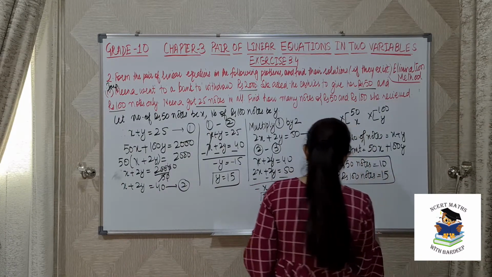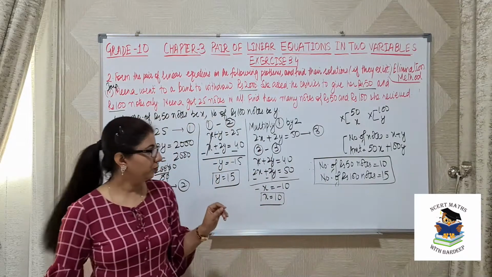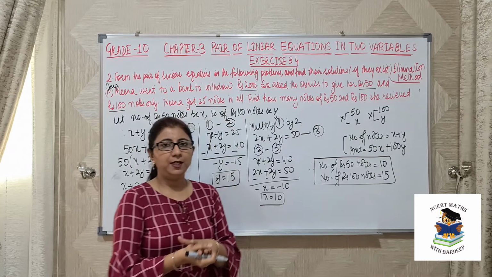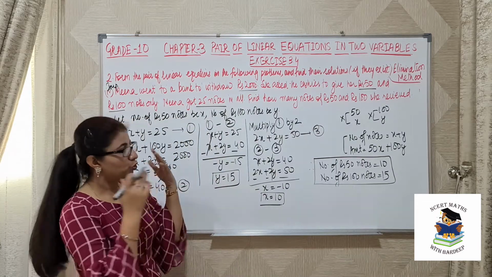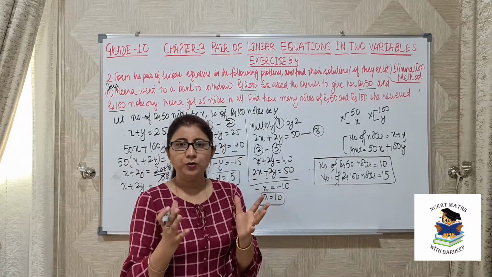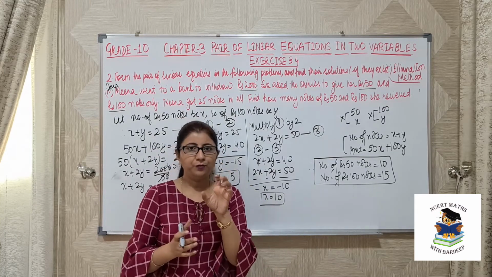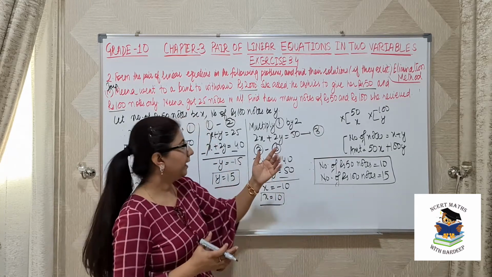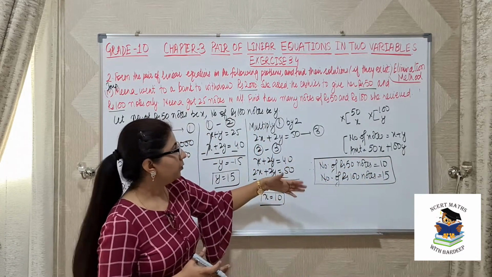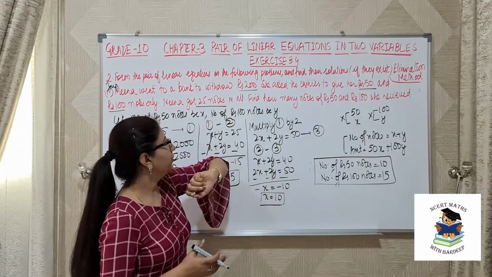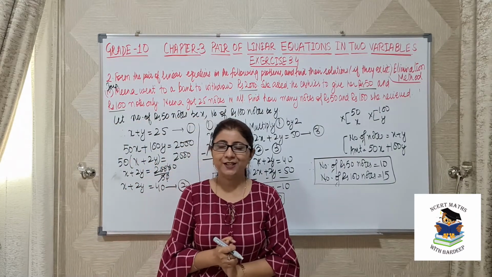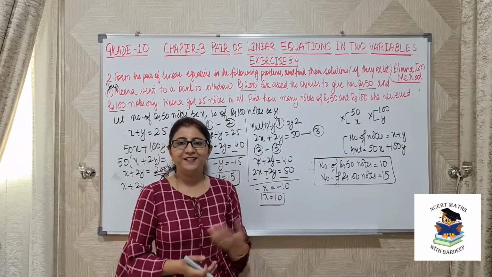I repeat what we have done. We have assumed the number of notes of each denomination as x and y. Then we will frame our equations. Whenever it is total notes, we will do x plus y. Whenever it is the amount, we will multiply the number of notes with the currency note value. That is 50 times x plus 100 times y. Equate this equation to the amount that she has withdrawn. The elimination method is used to find the value of x and y. So I hope this part is clear to you.